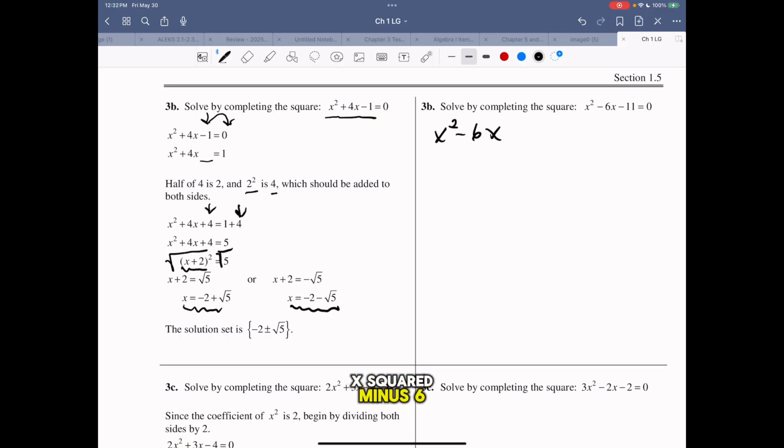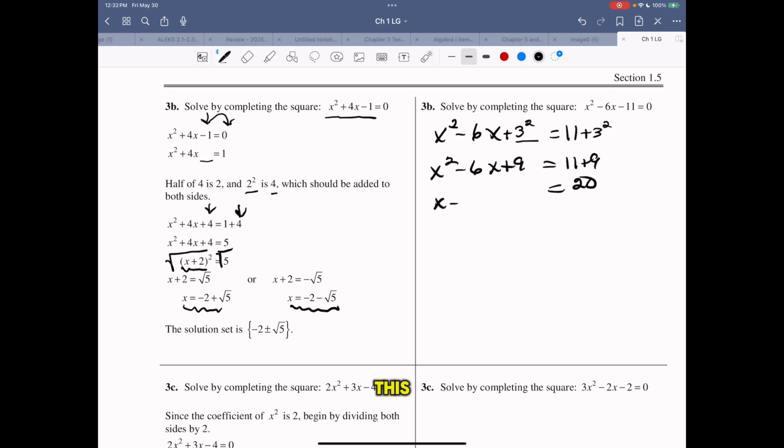So if I do the same thing here, x squared minus 6x, I'm going to leave a space, set it equal to 11, and then I'm going to add the same number that I get. So if I take half of 6, I get 3. So this would be 3 squared, but I need to also add 3 squared over here. So x squared minus 6x plus 9 equals 11 plus 9, which is equal to 20.